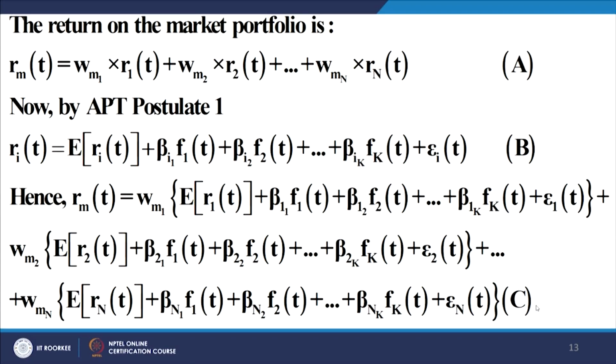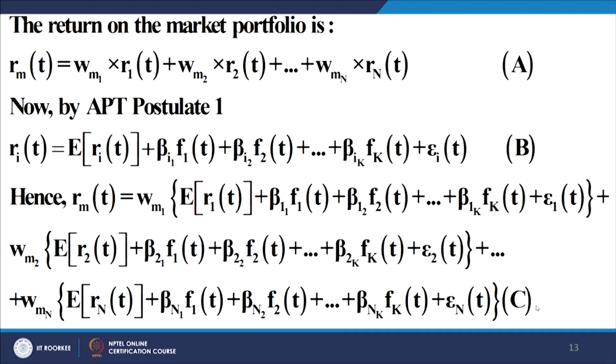Now, by APT postulate number 1, which we saw just now, if I take the expected value of RIT to the right hand side from the left hand side, I can write RIT as the expected value of RIT plus beta I1 F1T plus so on up to beta IK FKT plus the idiosyncratic term, which is equation number B.